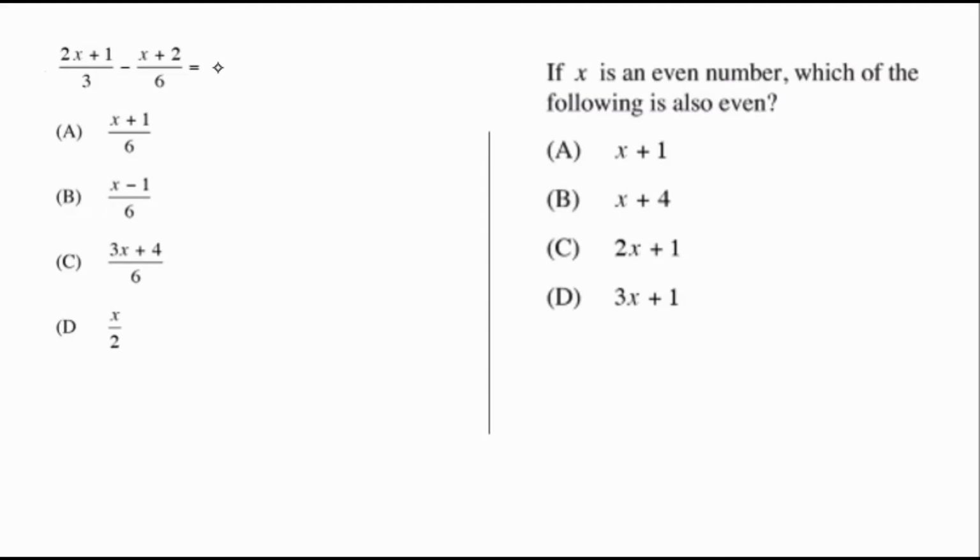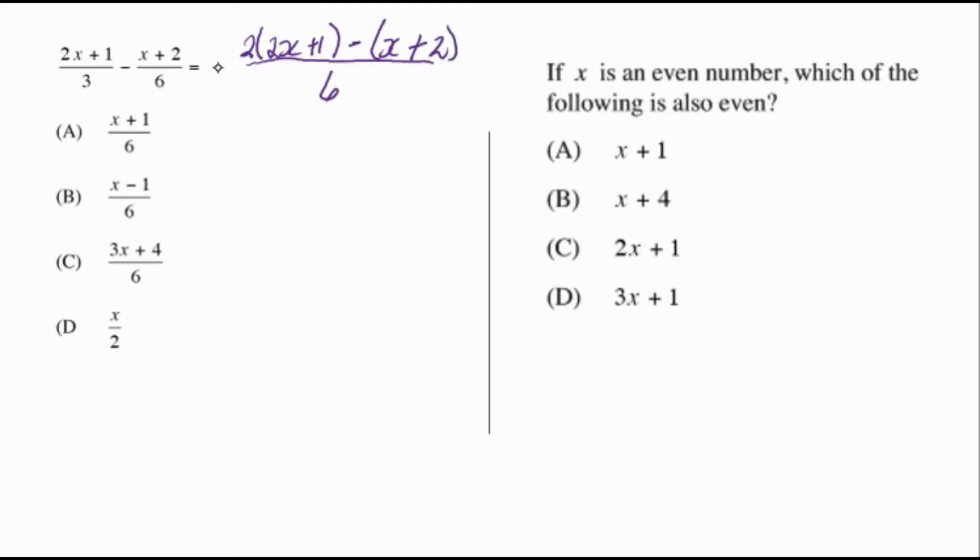So just like any fraction, if we are to add them, we have to express them as a common denominator. And the best one is to express it over 6. So now 3 into 6 would go 2 times. So it will be 2 times 2x plus 1 minus, since 6 into 6 goes 1 time, we just rewrite what is at the top, x plus 2.